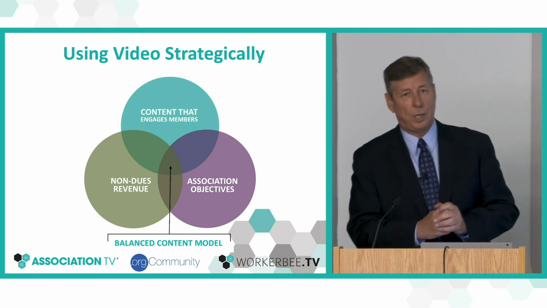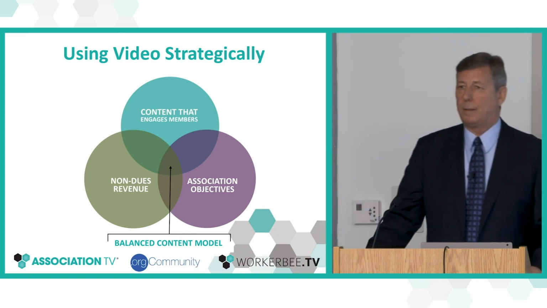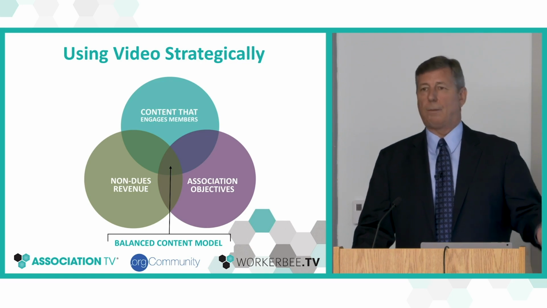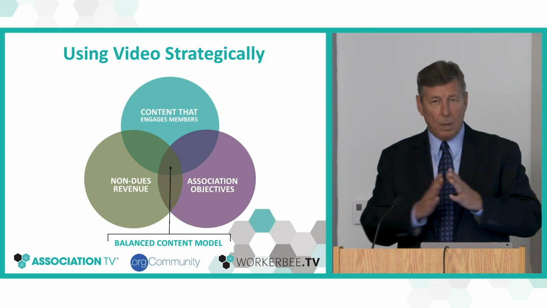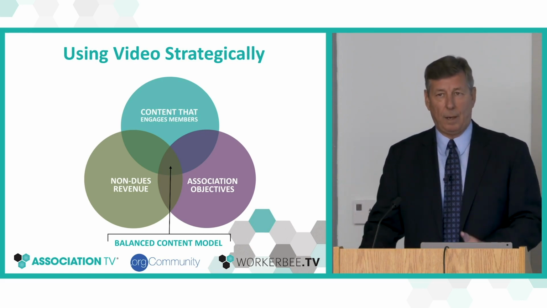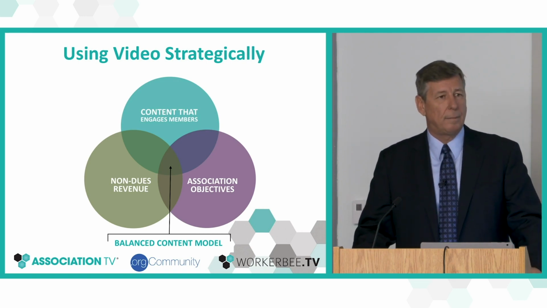Second thing is association objectives. You've got objectives. Each department has objectives that you need to hit, whether they be retention, recruitment, generating revenue, member services engagement. You need to hit those targets as well. How can video, the same video, help you in that area? And along the way, how do you fund it?